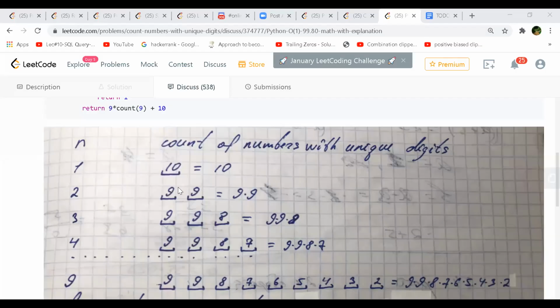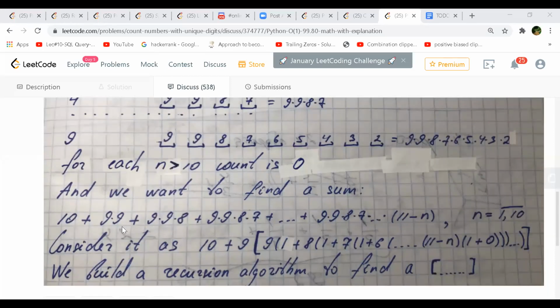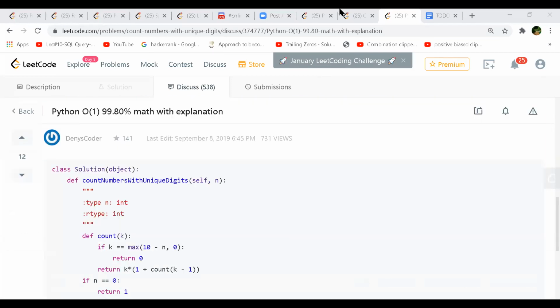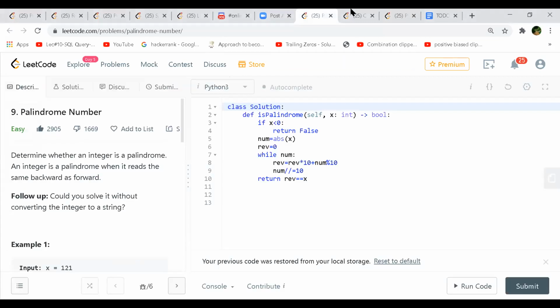So I found this was the explanation. What do you say? Both are the same only, right? Yeah, what we have is 10 to the power 9, and it's a slightly different way to implement here. We are just summing them up here, 10 to the 9, 9 into 9, plus it. So it's a recursive call. Yeah, very smartly done.